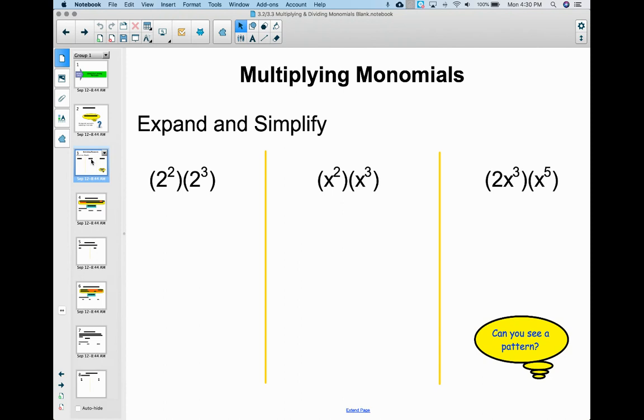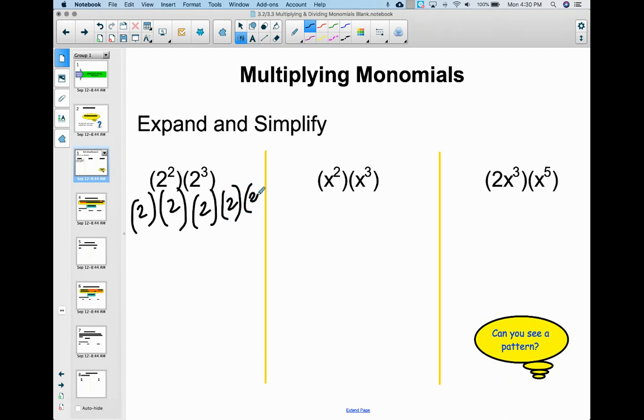In this case, it asks us to expand and simplify. We know that 2 to the power of 2 is 2 times 2, and 2 to the power of 3 is 2 times 2 times 2. If we simplify this, we see that there are 5 twos multiplied, so it is 2 to the power of 5.